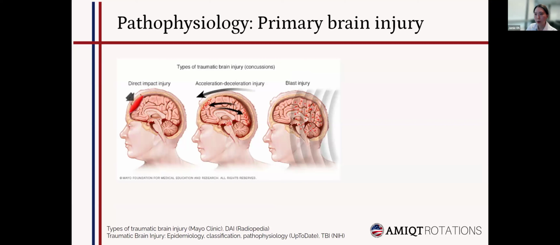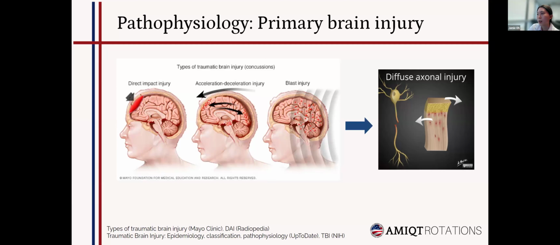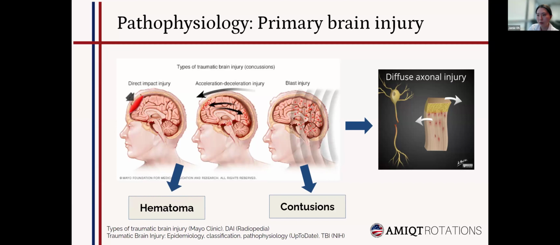Acceleration-deceleration injury, where the brain bounces inside the skull and hits the skull. Blast injury caused by shock waves shaking the brain inside the cranium. All of these processes are quite different, but what they have in common is that they cause diffuse axonal injuries, i.e. shearing of the white matter tracts, contusions, which basically mean bruising of the brain as it bumps onto the skull, and hematomas, which we are very familiar with. All of these mechanisms of injury constitute primary brain injury.